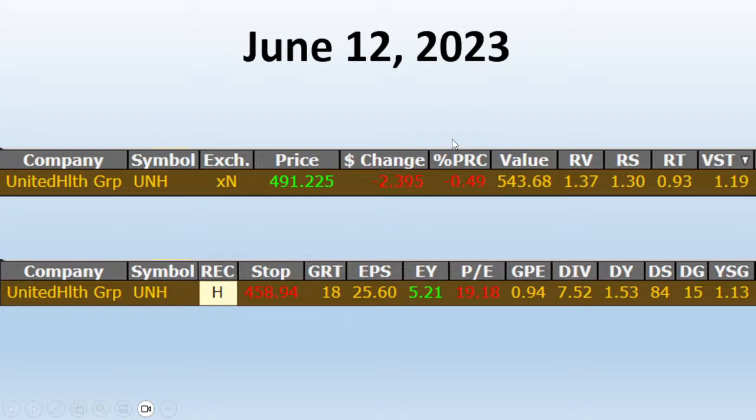Here's another example. United Health Group, as of a few days ago, same type of analysis, right? Price of $491. We think it's worth $543. Great. RV above 1, RS above 1. Now the RT is a little bit below 1. It's at 0.93. So now might not be the time to buy it. Okay. It also has a hold rating. It's not a buy rating. So maybe not the best time for a long-term position.